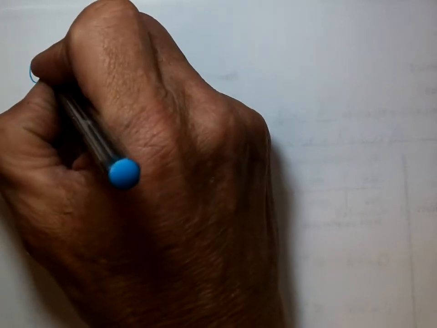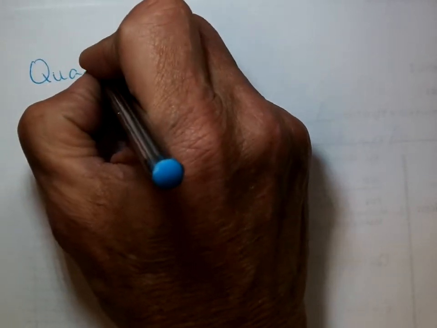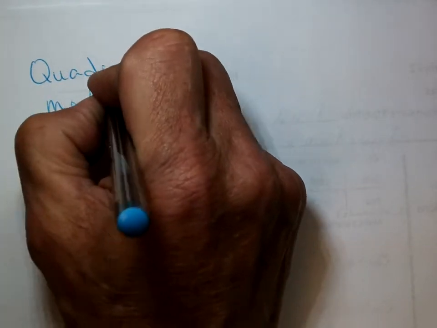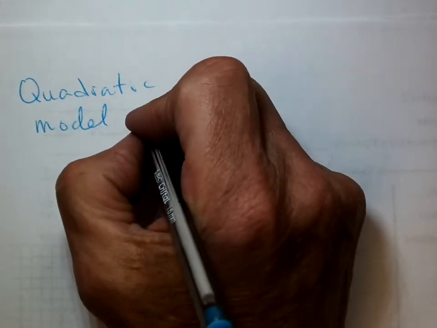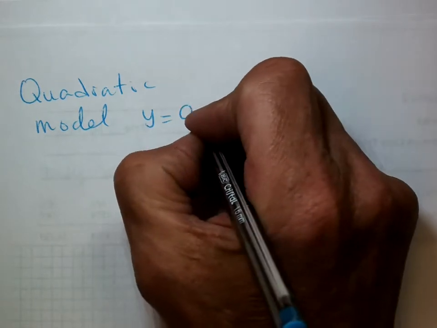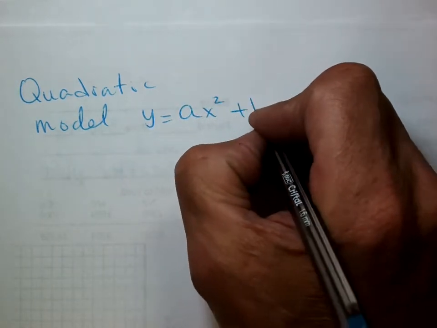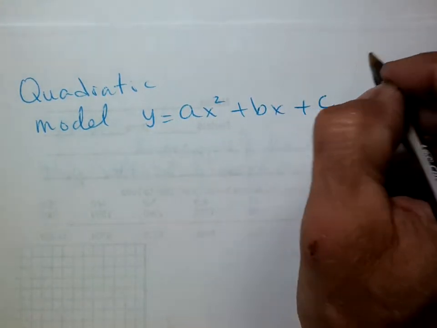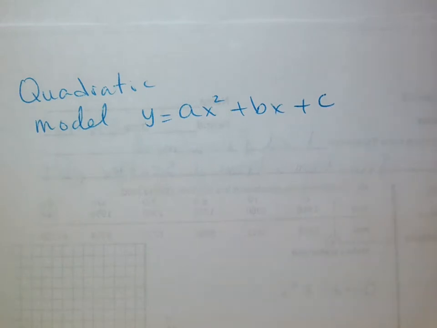Okay, one is the quadratic, which I think you know what a quadratic looks like. A quadratic model. And we know that's some y equals some ax squared plus bx plus c, right? Where a, b, and c represent numbers.